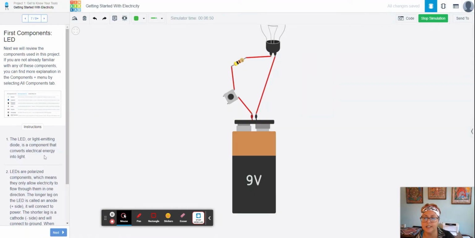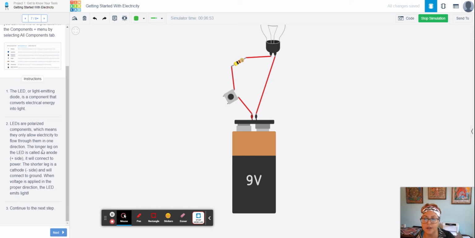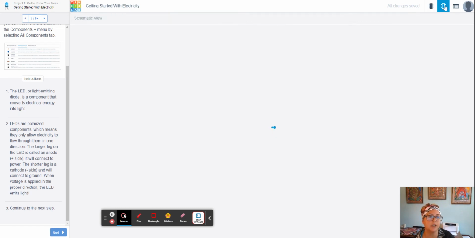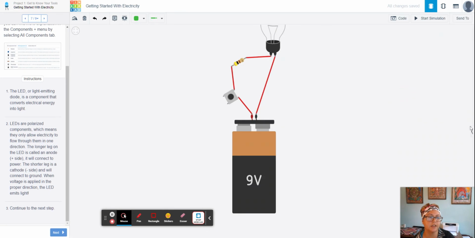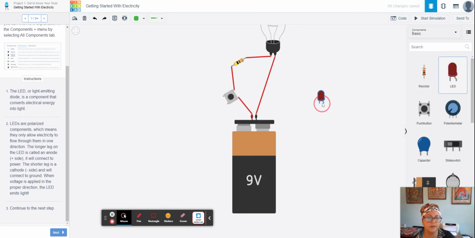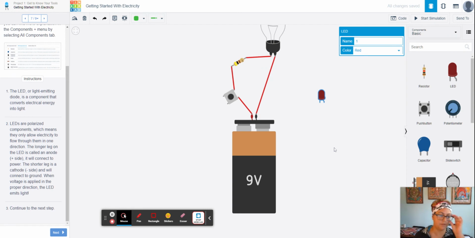Keep in mind, an LED is a light emitting diode. It converts electrical energy into light, okay? There is a longer side and there is a shorter side, or sometimes you'll find that there's a little notch in it, okay? If it's either the longer side or the notch side, this is going to be the positive side, okay? And the shorter side is going to be the cathode. In the slides that I made for you, you'll see that I give you 2 different examples, okay?